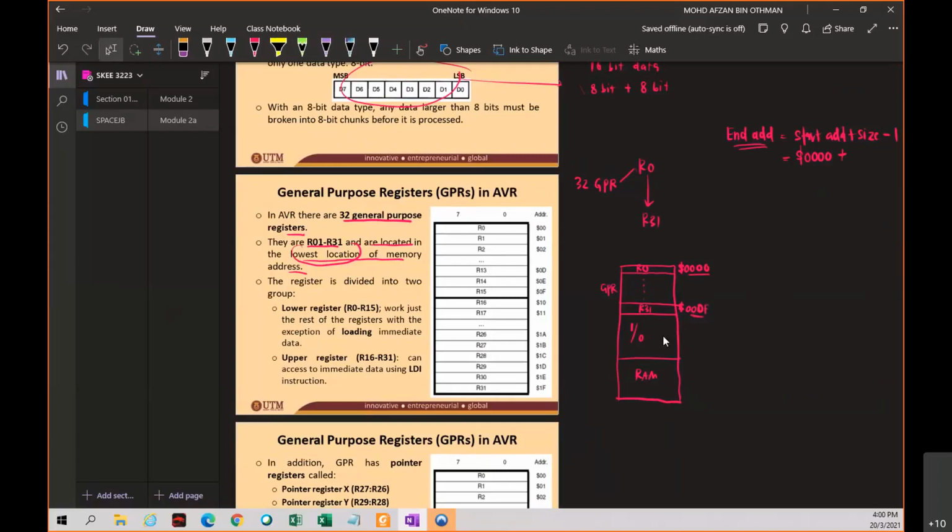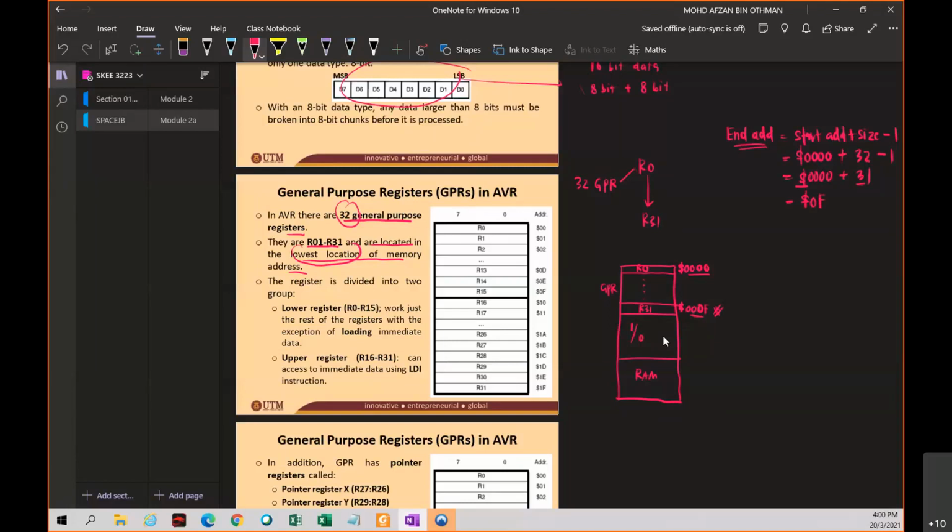What about the size of GPR? Kamu tahu tak size GPR kamu ada berapa? Ada 32. Okay, so you put 32, minus 1. So 0000 tambah dengan 32 tolak 1, kamu akan dapat 31. But kamu tengok ni, this is hexadecimal. Yang ni dalam decimal. Tukar dulu, so you will get 0F. So that's why the value here is 000F, the end address of R31.